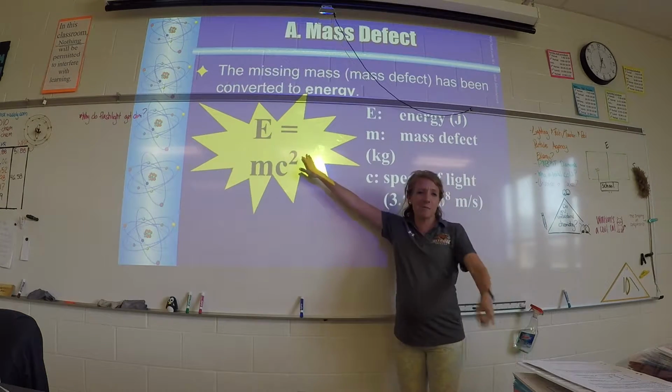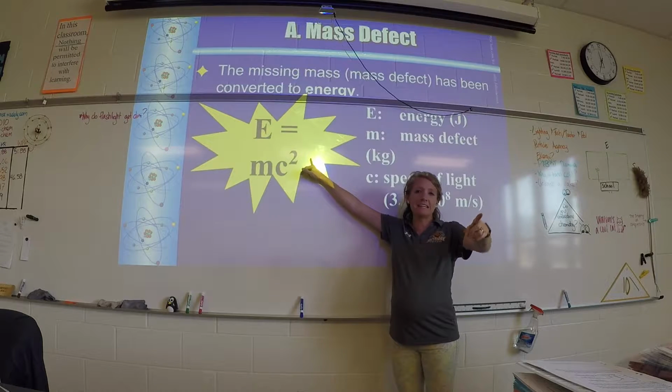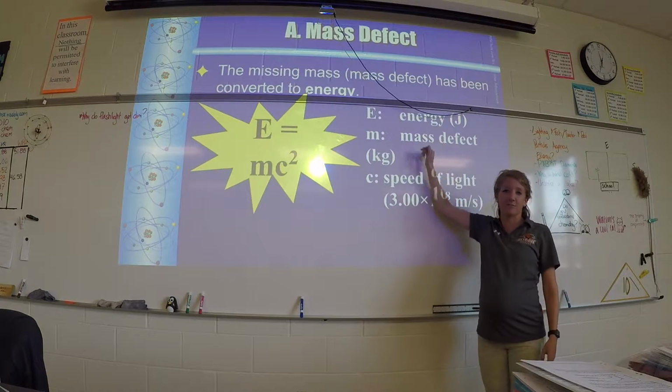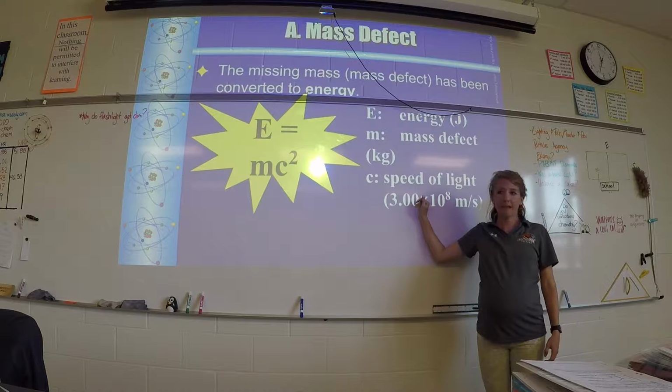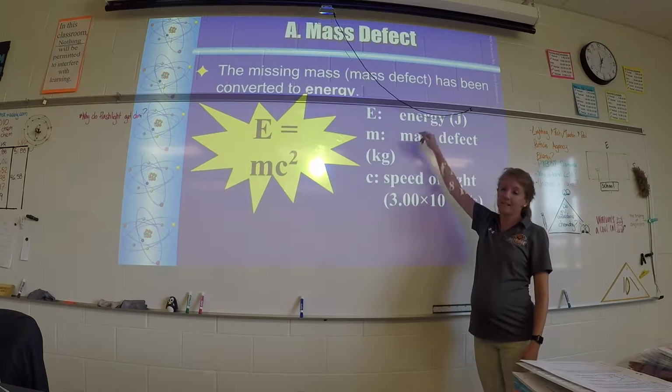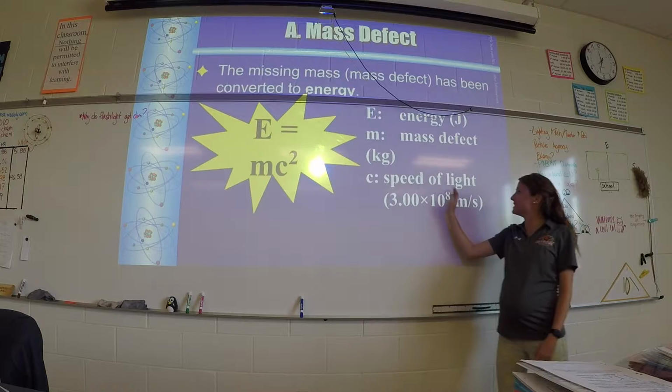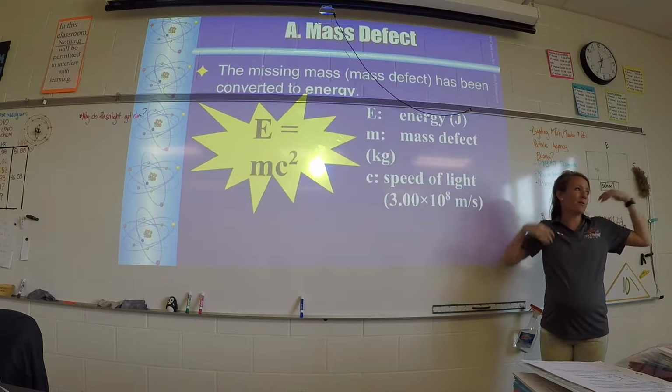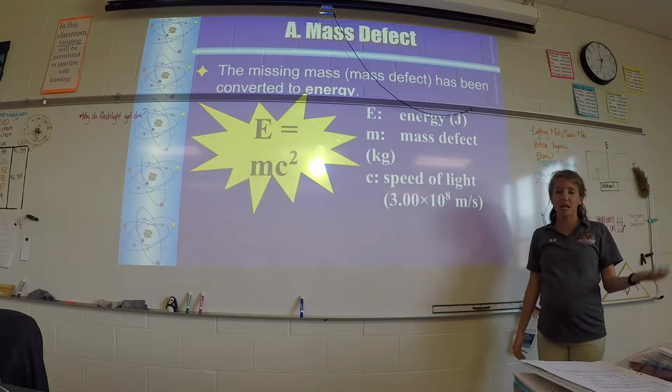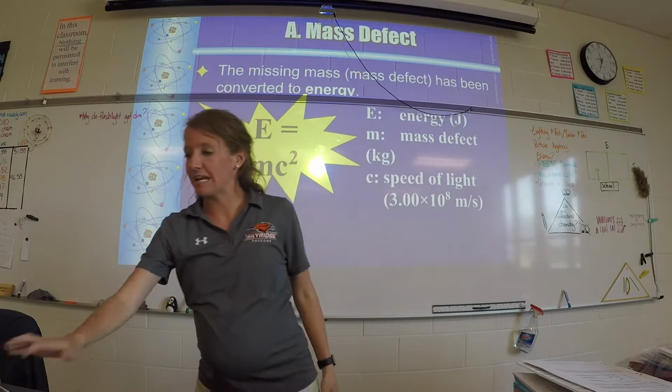Good. So write that equation in the box. And then underneath it, it might be a good idea to define your different terms. E is our energy, M is the mass defect, and C is the speed of light. We won't use calculations with this equation, but what I want you to understand is this right here.